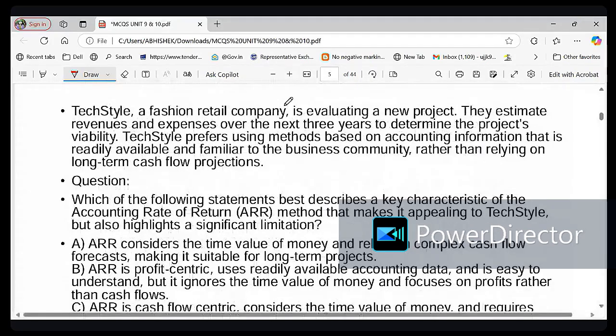Let's see what the question is asking. So friends, the question is about Take a Style. Take a Style is a fashion retail company, right? It is a fashion retail company. It is evaluating a new project.